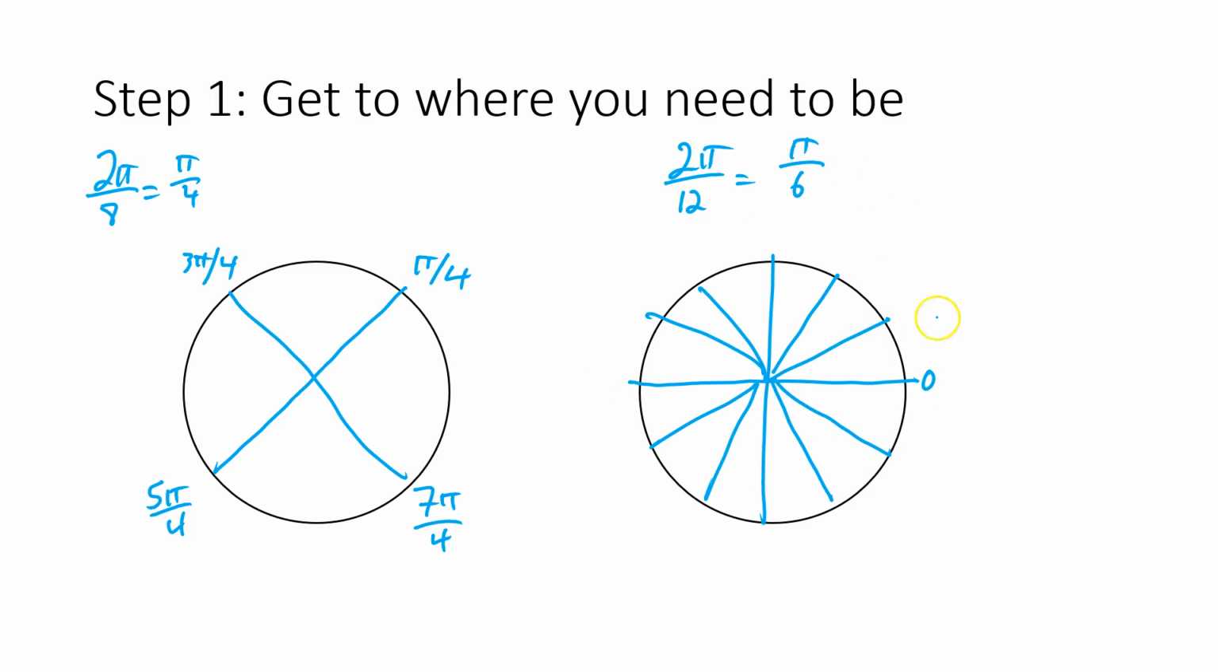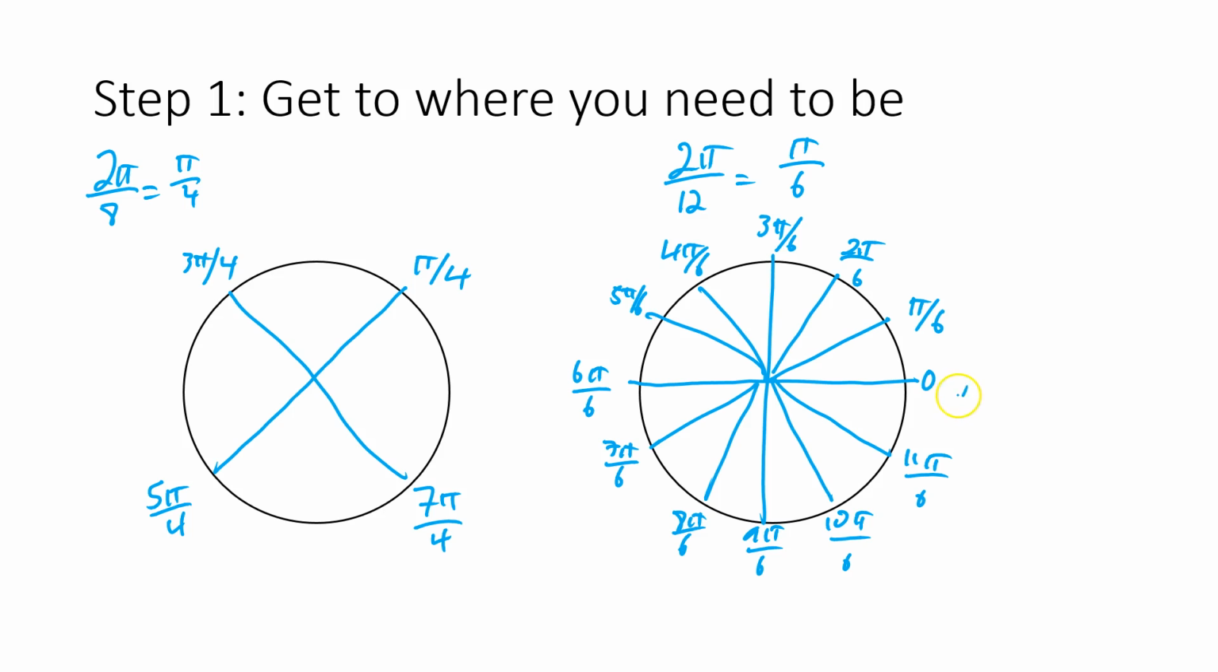So we're going to have 0 here, then we'll have 1 pi over 6, which can't be reduced. This will be 2 pi over 6, so I'll start just by putting them all in pi over 6. This will be 3 pi over 6, 4 pi over 6, 5 pi over 6, 6 pi over 6. I'll just count into 12 here. 7 pi over 6, 8 pi over 6, 9 pi over 6, 10 pi over 6, and 11 pi over 6, and then 12 pi over 6 all the way around.